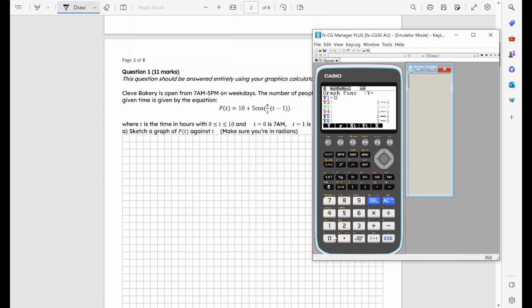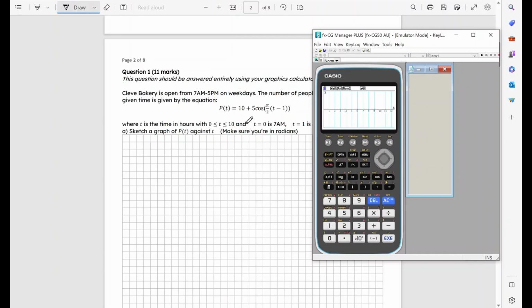So we're going to put that function in: 10 plus 5 cos brackets pi over 2 brackets x take 1. X instead of t because we're in calculator land here. Now Casios have a really bad habit of messing up the equation like that. So pi over 2 brackets x take 1. I want to make sure I bracketed the entire thing there. Alright, there we go. That's a lot better. So we're going to hit draw and we'll see what it looks like.